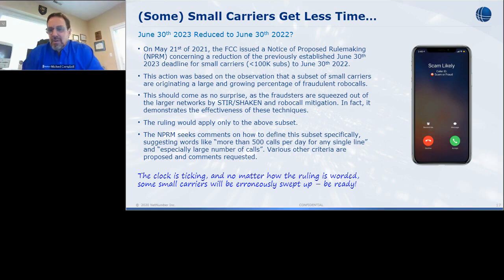If you're a small carrier, fundamentally what this says is you really should effectively treat your deadline date as June of 2022 from now on, not June of 2023, because until the ruling comes out, you have no idea whether you're really going to have that extra year or not, and it's probably more prudent to be getting ready faster than less quickly. So that's really the long and the short of that.